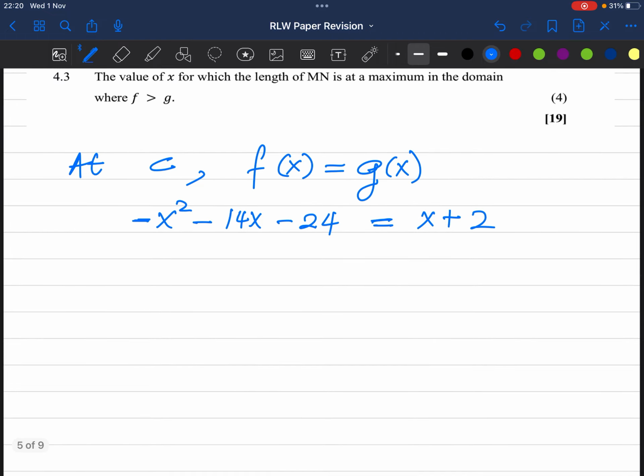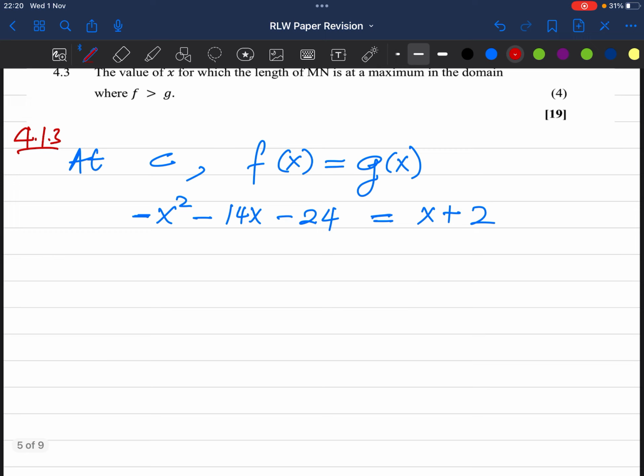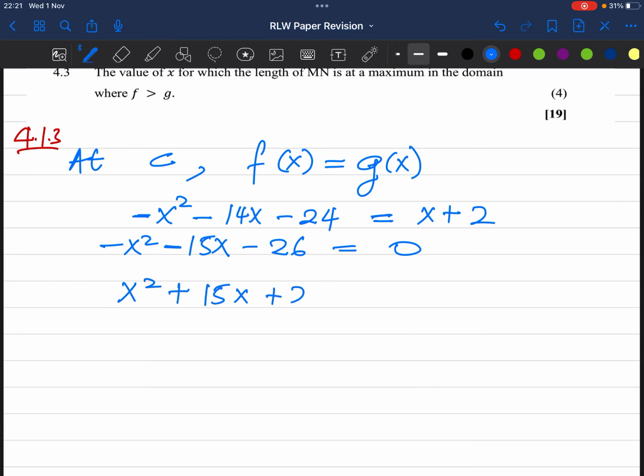Now let us simplify this further. This is 4.1.3. So now we will take this x that side, so that's minus x squared minus 15x. So that's negative 24 minus 2, that's minus 26, is equal to 0 there. Now we can divide by negative to have x squared plus 15x plus 26, which is equivalent to 0.